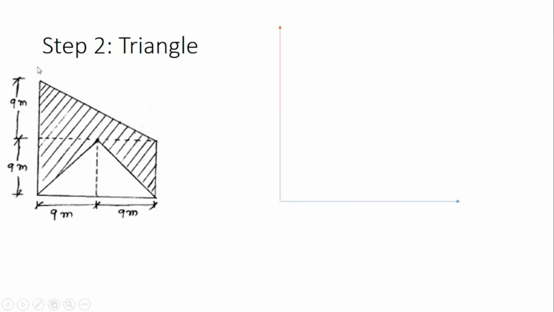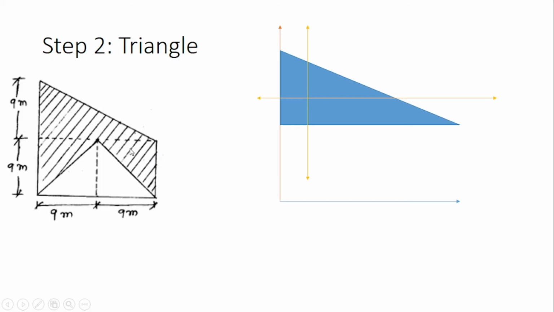The second shape in this figure is a triangle. For this triangle, we'll first find out the basic dimensions. The base of this triangle is 9 plus 9, 18 meter, and the height of this triangle is 9 meter. So here is the height, and it is located away from this reference x-axis. So this distance we should consider. Again this is 9 meter.